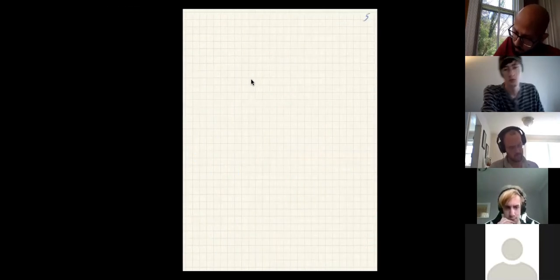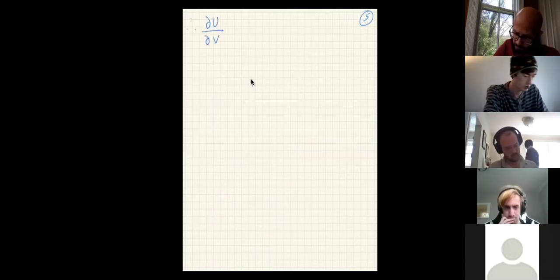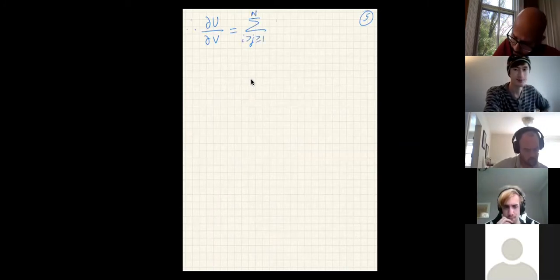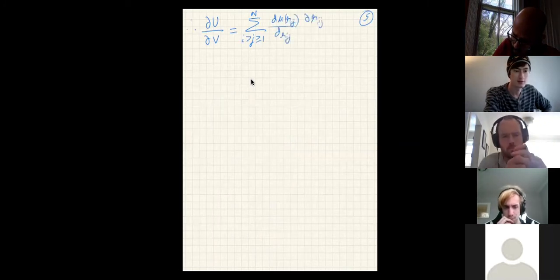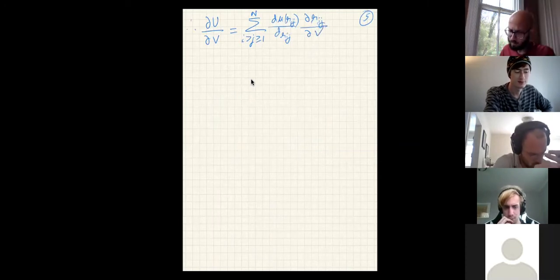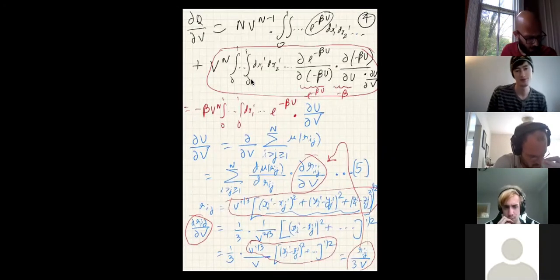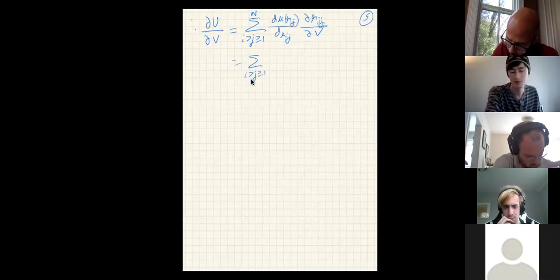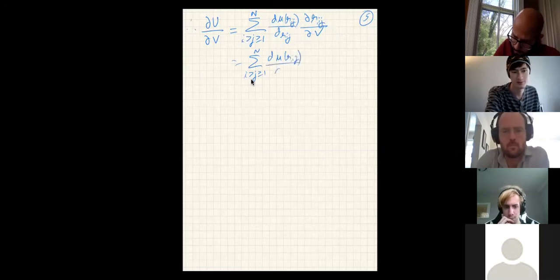We are on page number 5. Therefore, partial U by partial V, and we can write it down from scratch. This is not a complicated formula. How did we do this? We said this is summing over all pairs, i more than j equal to 1, going up till N, of du Rij by Rij, partial Rij by partial volume. This is the product rule. And we just showed that partial Rij by partial volume is Rij by 3V. So this is the sum over i more than j more than or equal to 1, capital N, of du Rij by Rij multiplied by Rij by 3V.